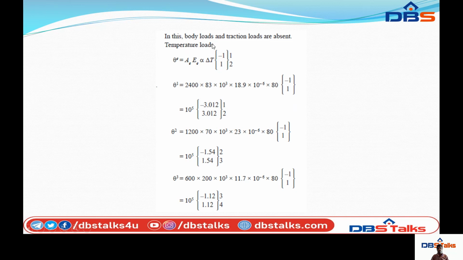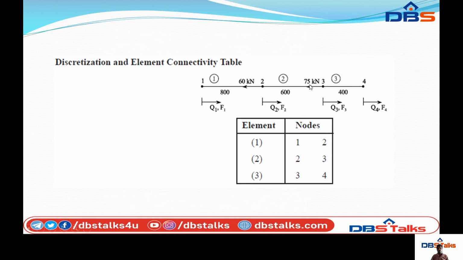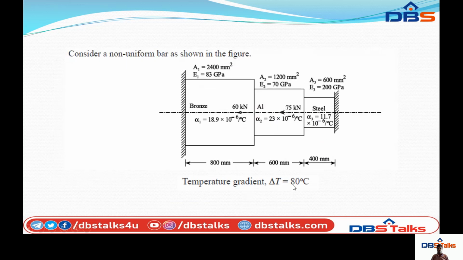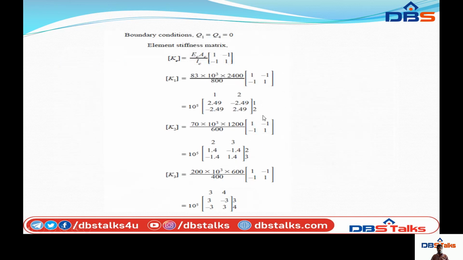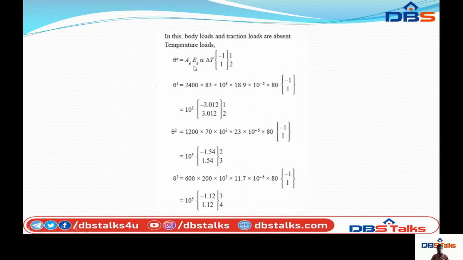Before going to calculate the generalized FEM equation, we want to calculate the temperature loads. Why? Because in this problem, the temperature gradient is given, delta T equals 80 degrees Celsius, and the thermal diffusivity is alpha 1, alpha 2, alpha 3. Those are given in the problem. Based on those properties, I'm calculating the temperature loads, theta equals A E alpha delta T times minus 1, 1. For element 1, we take the area, Young's modulus, and alpha thermal diffusivity for element 1, and delta T is the temperature gradient for element 1.